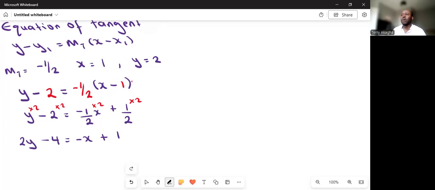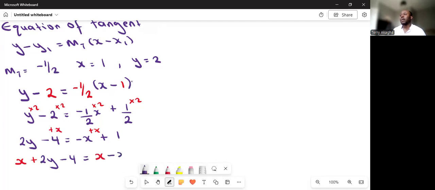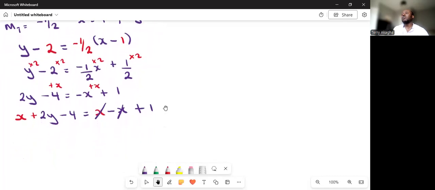So what I'm going to do now, to get rid of this x, is add x to both sides. Okay, I'm going to add x to both sides. So we're going to have x + 2y - 4 will be equal to, we're going to have x, now we have -x + 1. So this will cancel out that. Then we'll now do the next one.